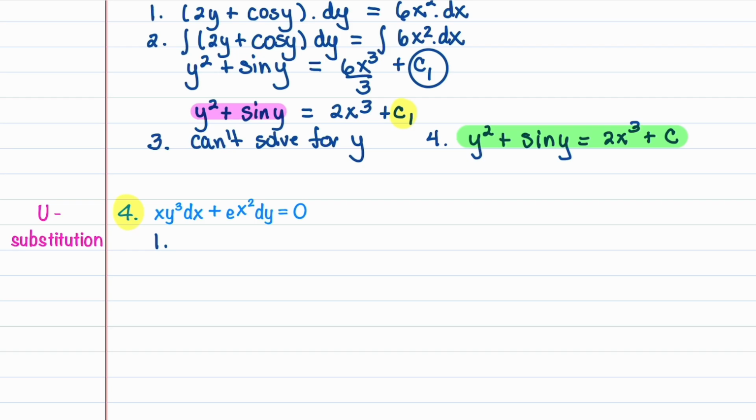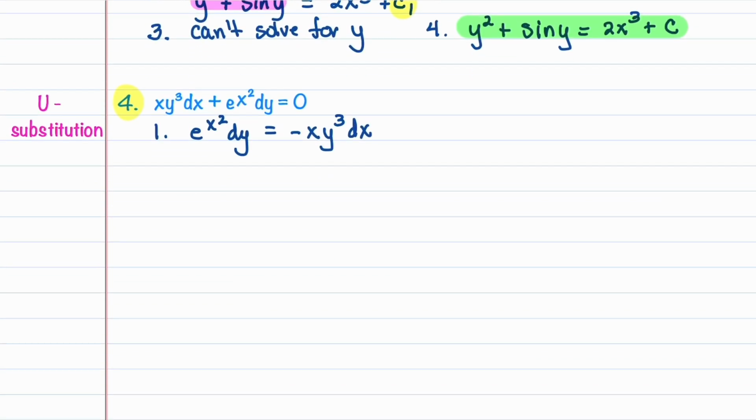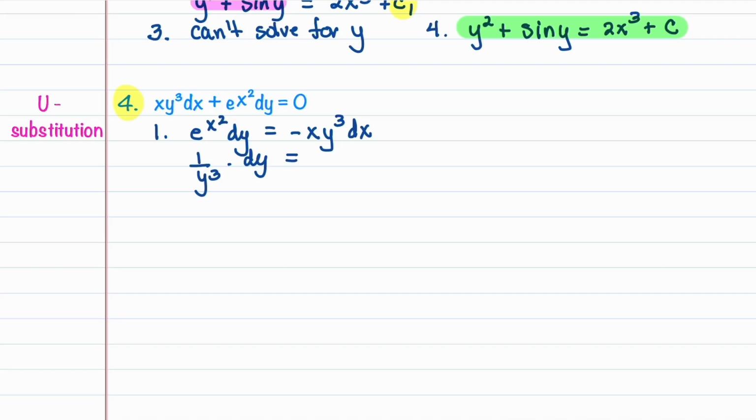I'm actually going to do this in 2 steps. I'm going to keep the dy on the left, so I have e to the x squared times dy, and on the right I have a minus x y cubed dx. Now I'm going to bring the y cubed to the left and the e to the x squared to the right. This gives us 1 over y cubed times dy, and on the right we have minus x all over e to the x squared times dx.